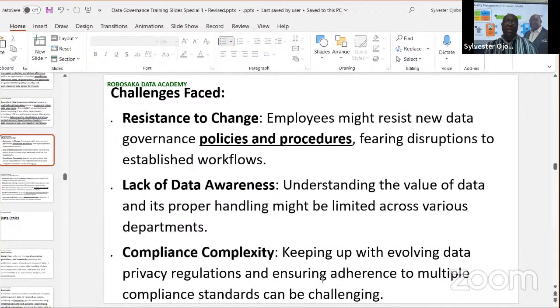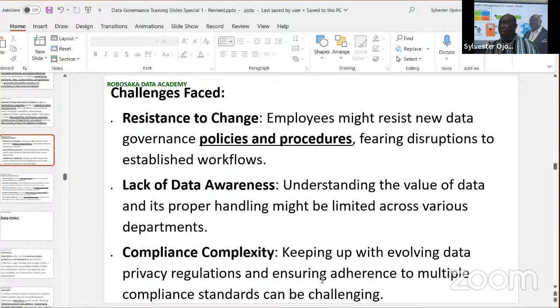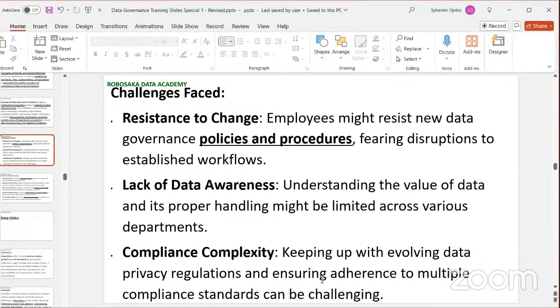So what I mean is, what can you do to mitigate against lack of data awareness? You organize a workshop. It can be virtual, depending on the location of wherever you are. You can organize a workshop, you call in the stakeholders and also the data stewards.